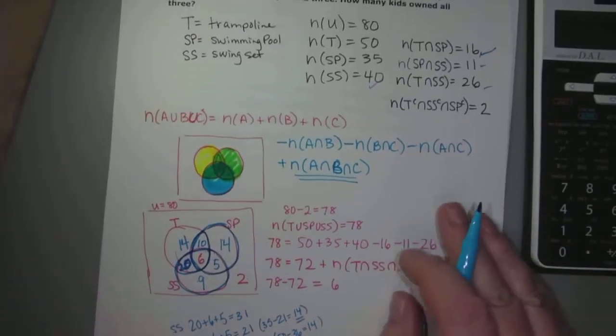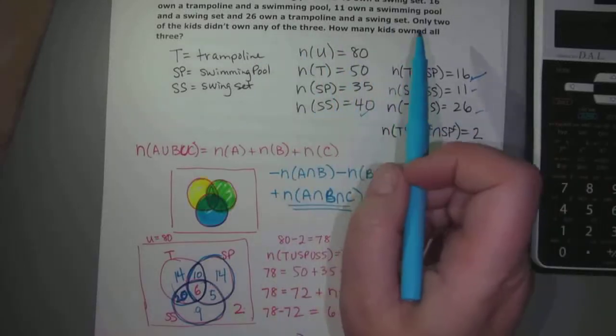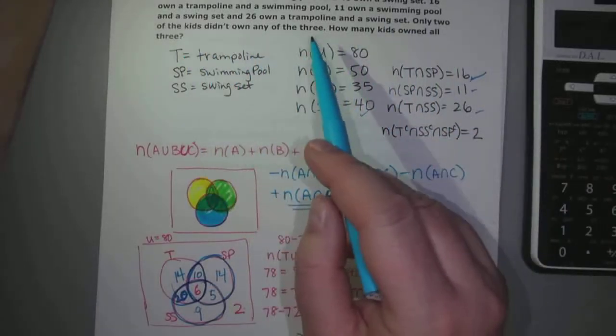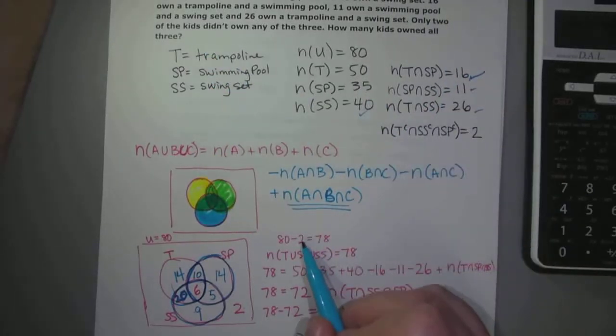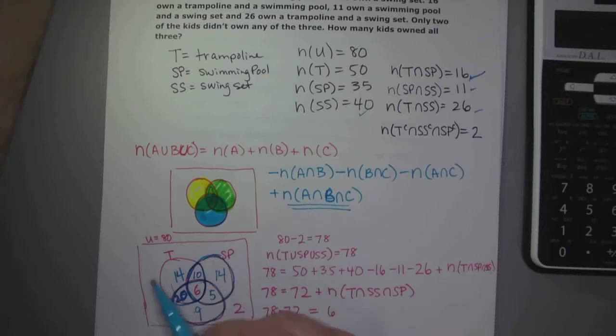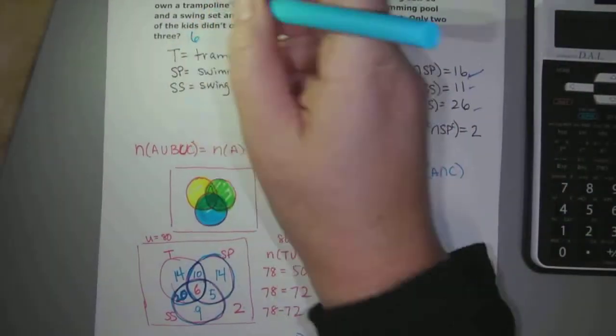And the question said, only 2 of the kids didn't own any of the 3. How many kids owned all 3? Oh, well, 6. And I guess we didn't need to fill it in to get the 6. So 6 owned all 3.